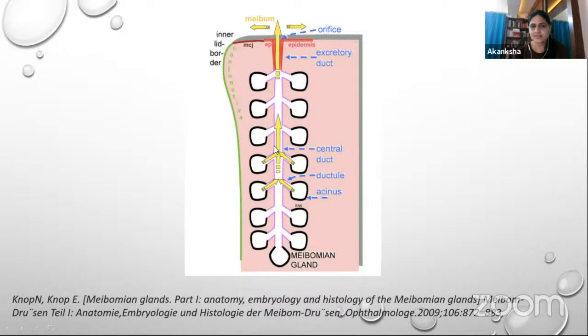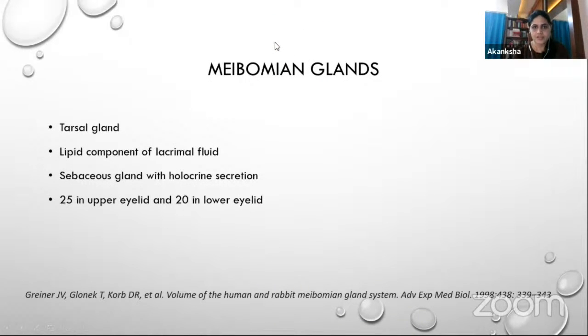As the arrow points, the meibum would move upwards and towards the opening of the meibomian gland, which we discussed would be just anterior to the mucocutaneous junction. So they are primarily tarsal glands. And why are they important? Why are we discussing so much about these glands? Because they are going to produce the lipid component of the tear film.